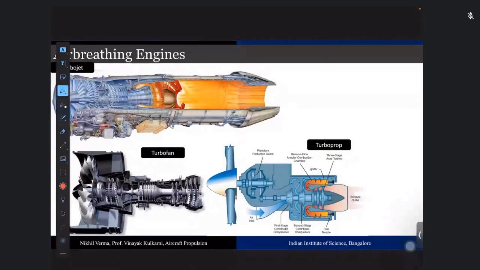One remarkable difference between a turbojet and turbofan is the presence of a fan. These are the compressor stages. This is the fan, this is the compressor stage. This is the low pressure compressor. This is the high pressure compressor. Then followed by this combustion chamber.